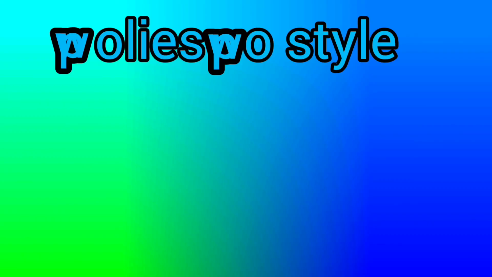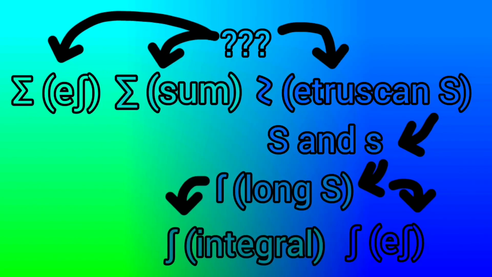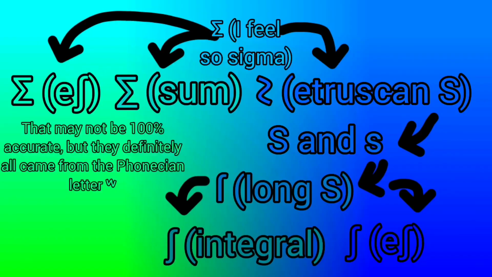Speaking of overlapping letters, there's a fourth letter case, Poliespo style. So far, there's only one Poliespo style case letter, the esh. Unlike P, this is a real Unicode character. It's actually a sum symbol overlapped with an integral symbol, but those symbols are both related to the letter esh. They're not directly related, but they all share one common ancestor, the Greek sigma.